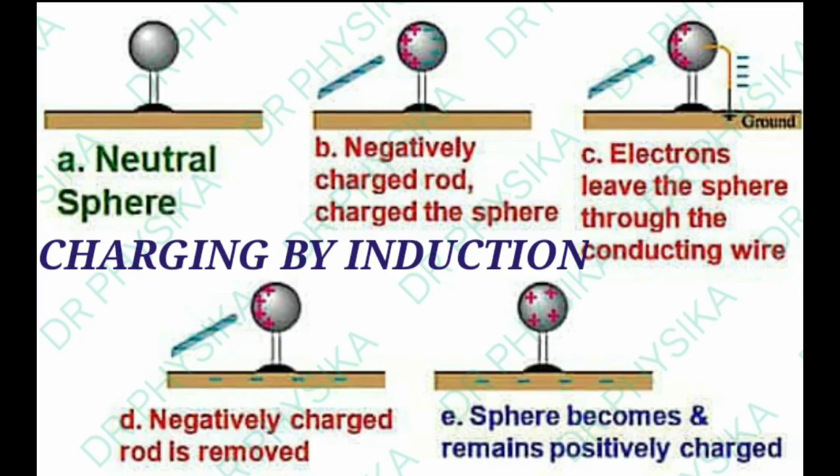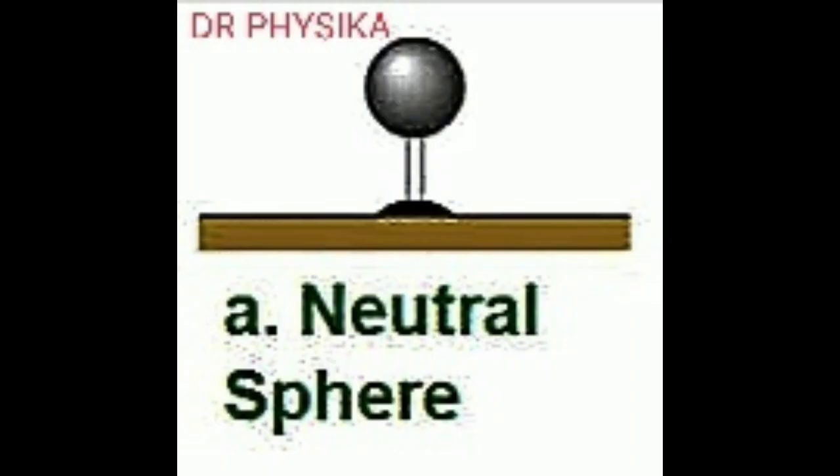Third method is charging by induction. In this method, the charged body does not lose its own charge and, without coming in physical contact with the other object, it will induce opposite charge in that. This phenomenon is called induction of electric charge. In figure A, an isolated metal sphere, the net charge on the sphere is 0.